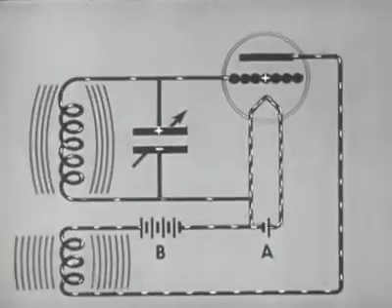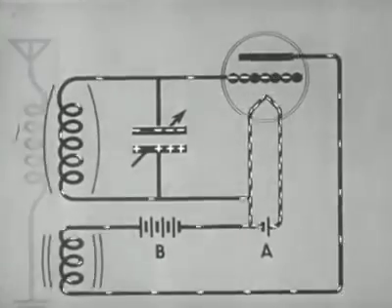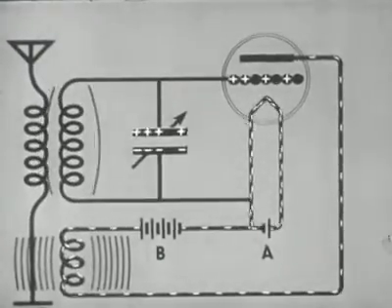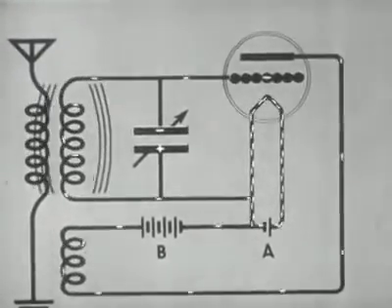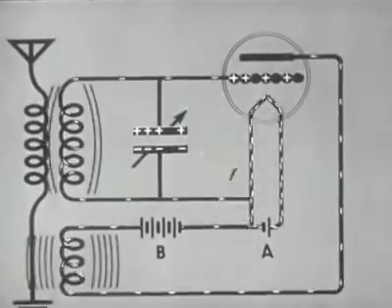The grid circuit of such an oscillator may be coupled to an antenna in the sending station. Energy is transferred by induction from the grid circuit to the aerial ground circuit, and electromagnetic waves are radiated out into space.